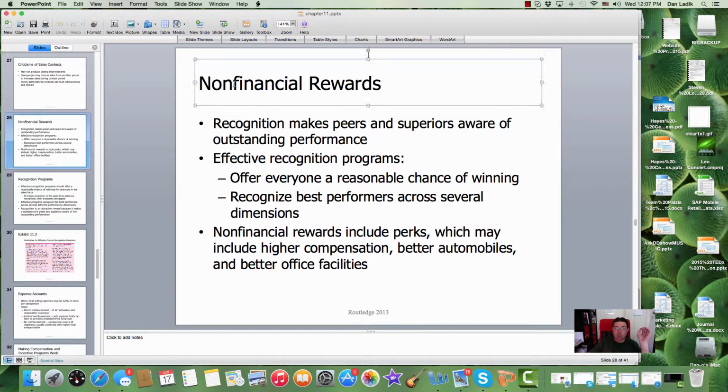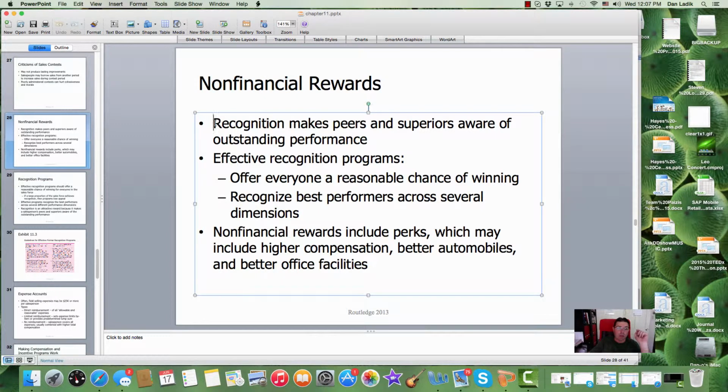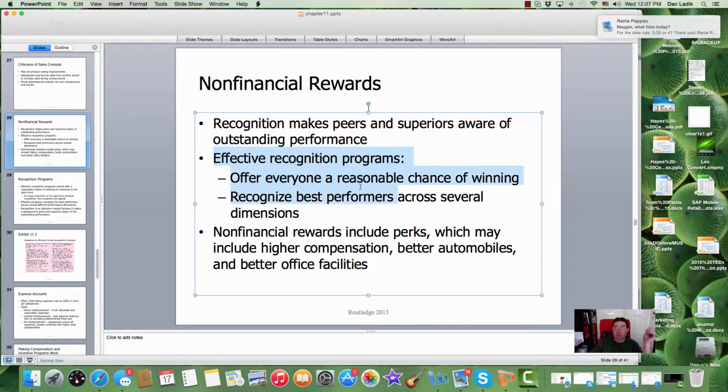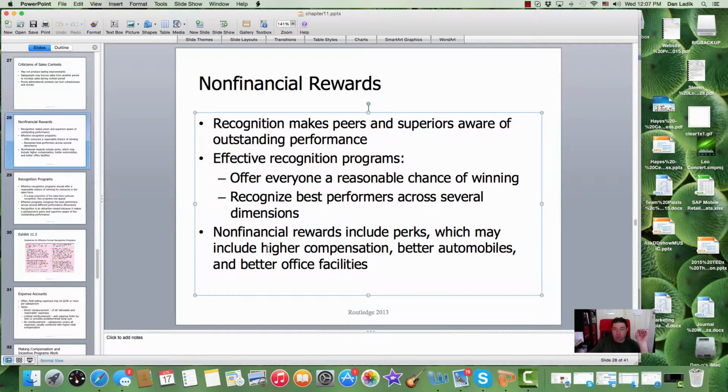Non-financial rewards should be non-financial. The way the book is defining them, though, is slightly different. Recognition with peers and superiors is a non-financial reward. Very good recognition programs, very good. Non-financial rewards, including perks, which may include higher compensation, sounds like finance. An automobile, sounds like finance. Better office facilities, that's probably a non-financial reward. Getting a nicer office or something along those lines. But getting a car may not be a salary reward, but it's certainly a financial reward. Higher compensation is certainly a financial reward.